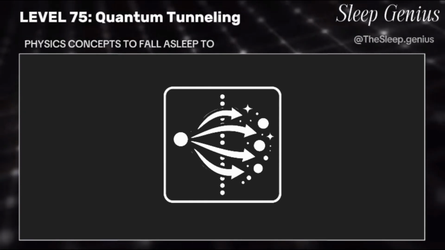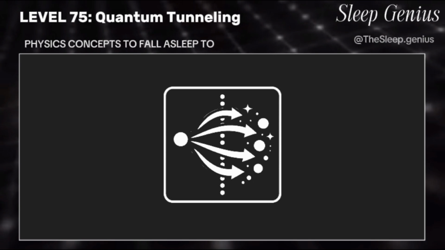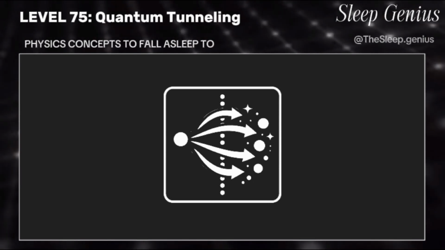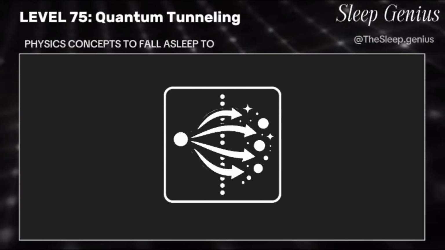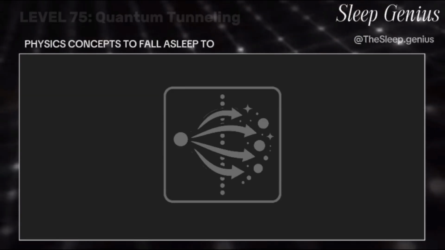Probabilities follow predictable mathematical distributions. Quantum tunneling shows nature's hidden possibilities. It teaches that limits are not always absolute and that the universe operates with surprising flexibility and mystery.